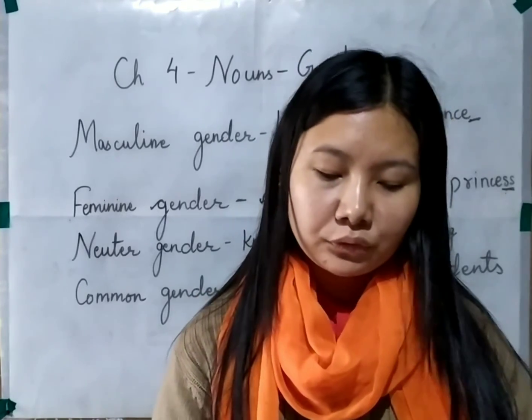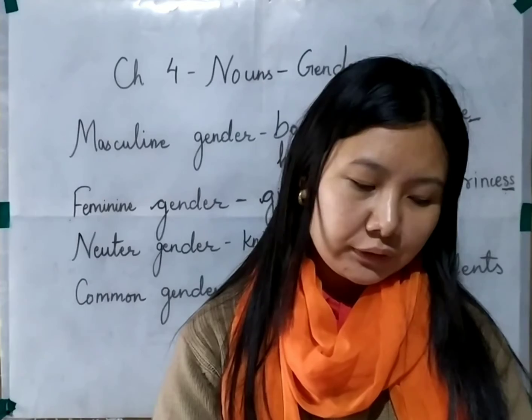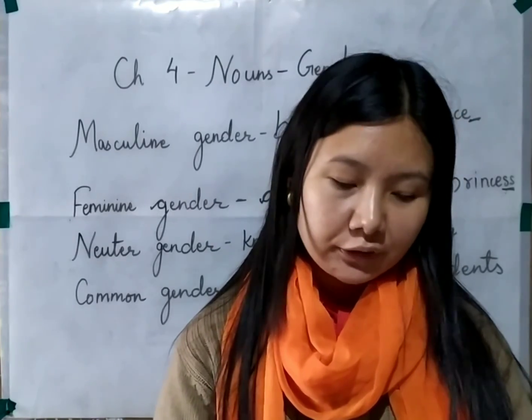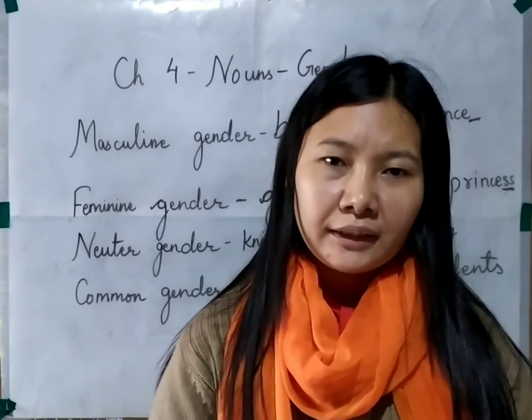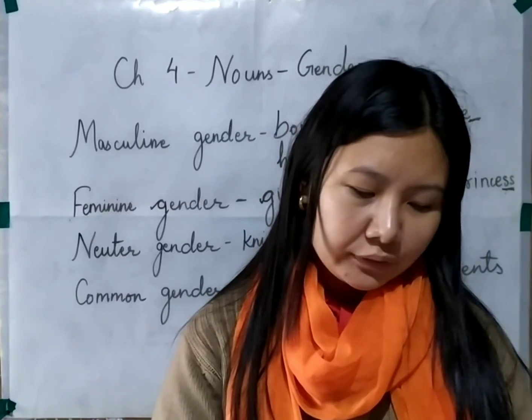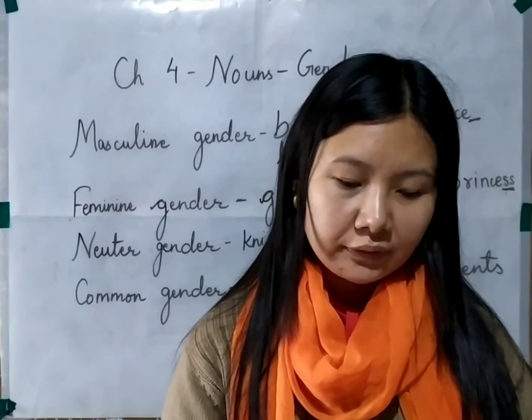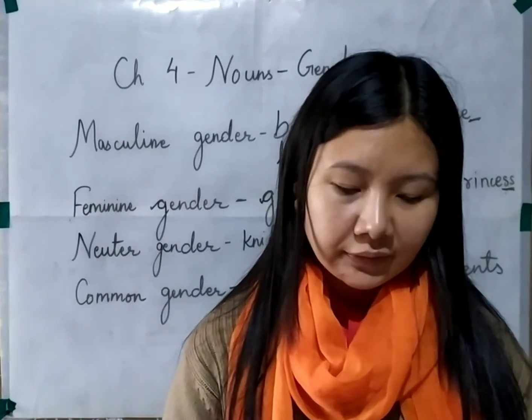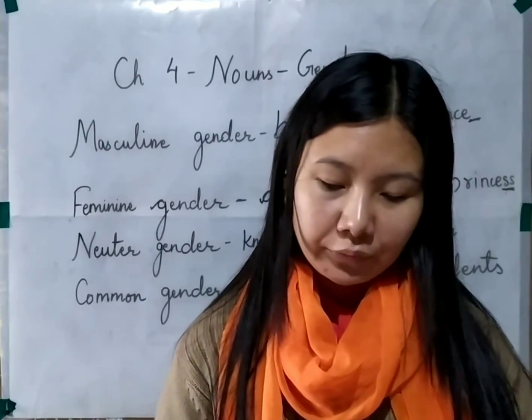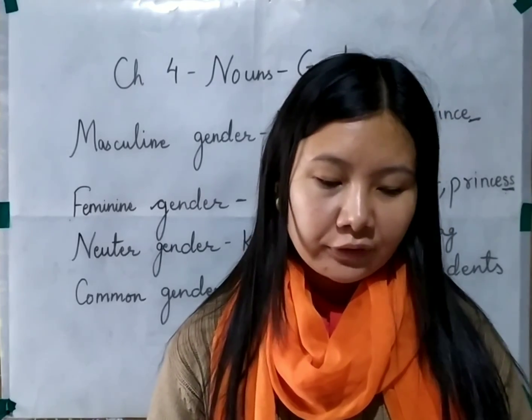So I hope you have understood what gender is and this concept of the four types of gender, that is masculine gender, feminine gender, neuter gender and common gender. So I'll solve the exercises of this chapter in the next class and send you the answers. I'll send you the picture of the answers. I hope you will copy them in your English grammar book.